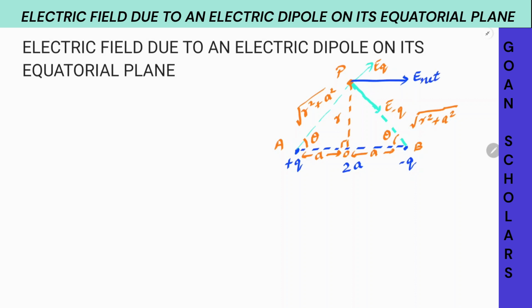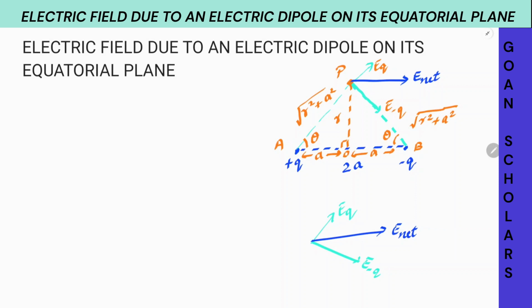So let me draw a separate diagram just to make it easy. Okay, so let's say that this is our E plus q here. Let's draw it here so that things will be quite clear. E plus q, and here it is E minus q. And the resultant of both is in this direction over here. This is our E net. E net means the total.